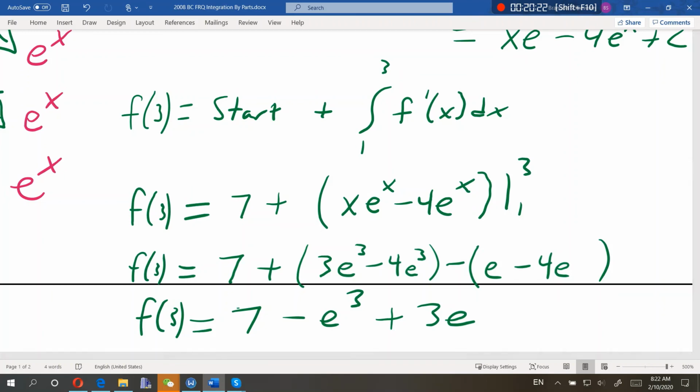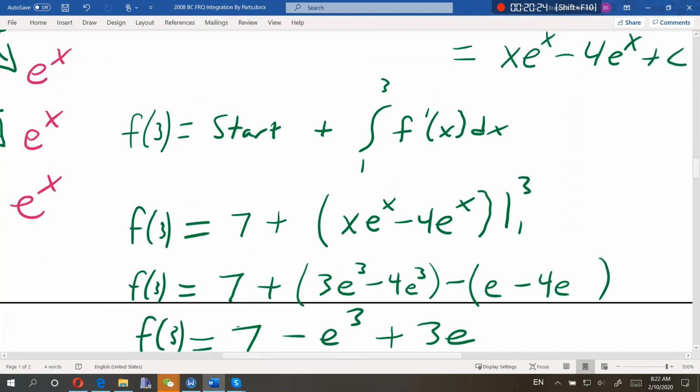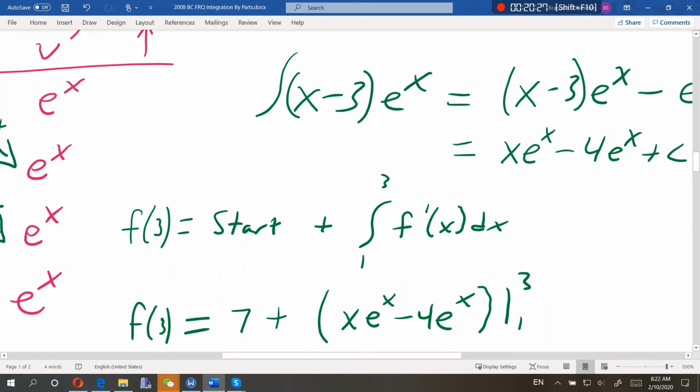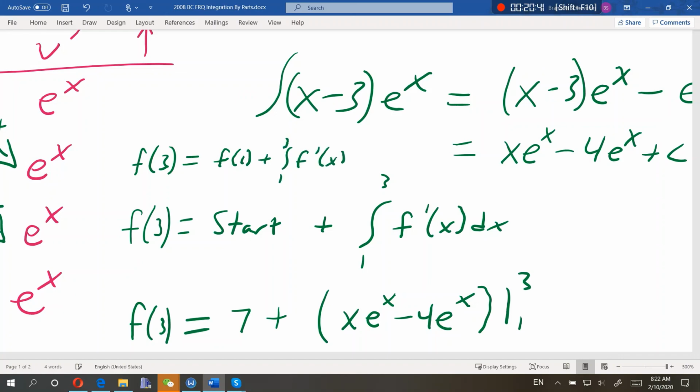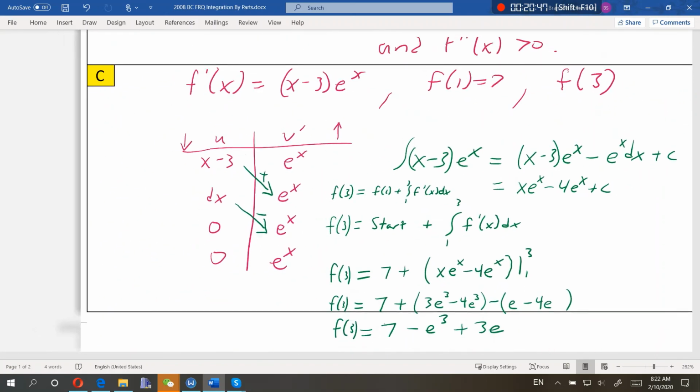I want to take a look at this step we had trouble with though, really quick, just to be sure. My general form for this was: if I want to get to a new y value, I'm going to start at a previous y value, in this case f of 1, and add the change in my derivative. Any questions on anything? Nope. Awesome.